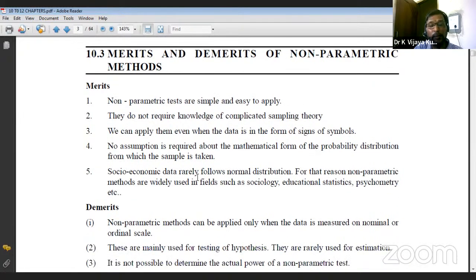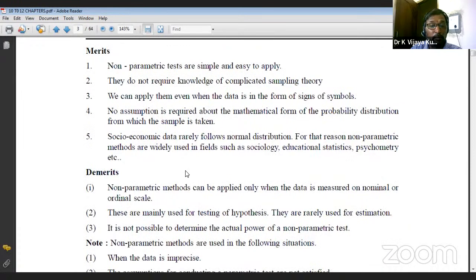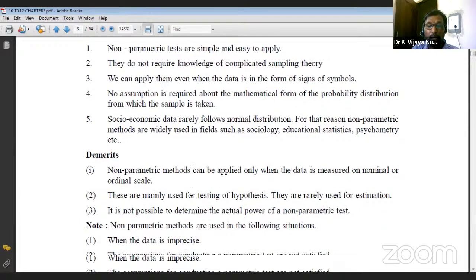Demerits. Non-parametric methods can be applied only when the data is measured on a nominal or ordinal scale. These are mainly used in testing of hypotheses. They are rarely used for estimation. It is not possible to determine the actual power of non-parametric tests.